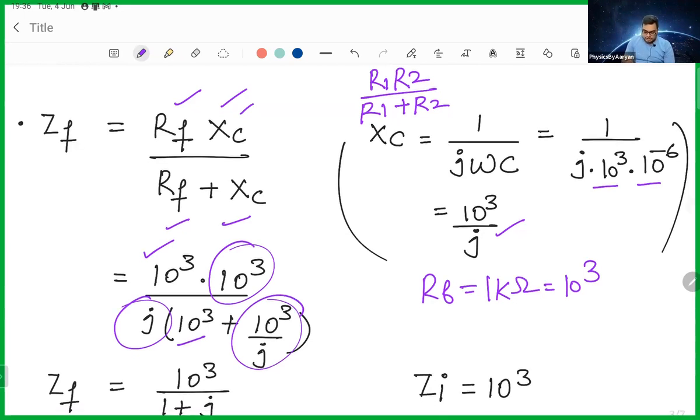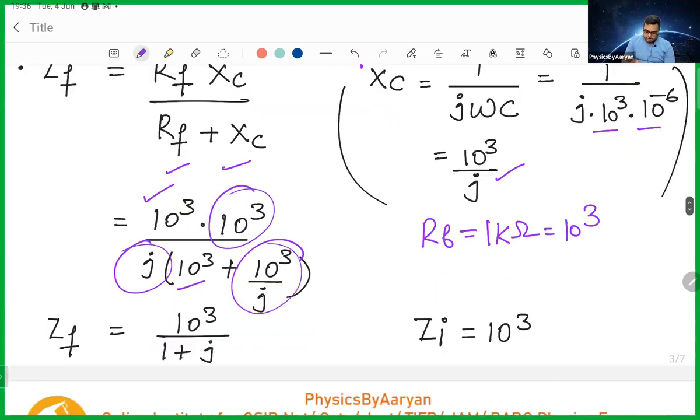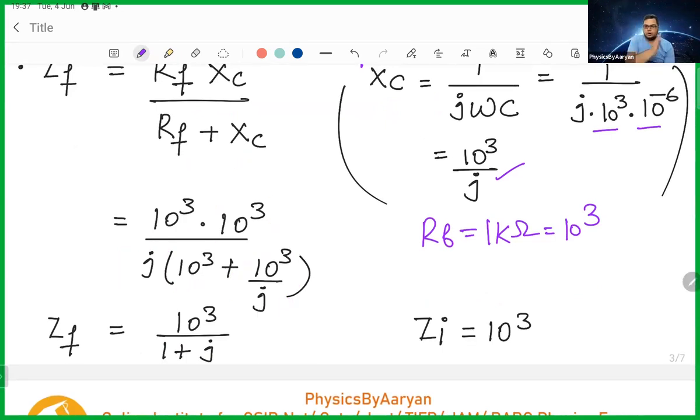When I do all of this, then I can do the calculations in a much simpler way. I can take 10 to power 3 common. I can multiply J inside. So all I'm left with is J 10 to power 3 divided by 1 plus J. Simple. 10 to power 3 by 1 plus J. So that is my feedback impedance.